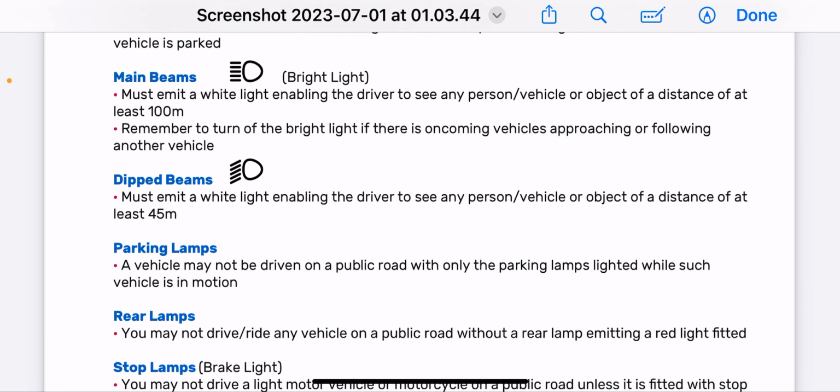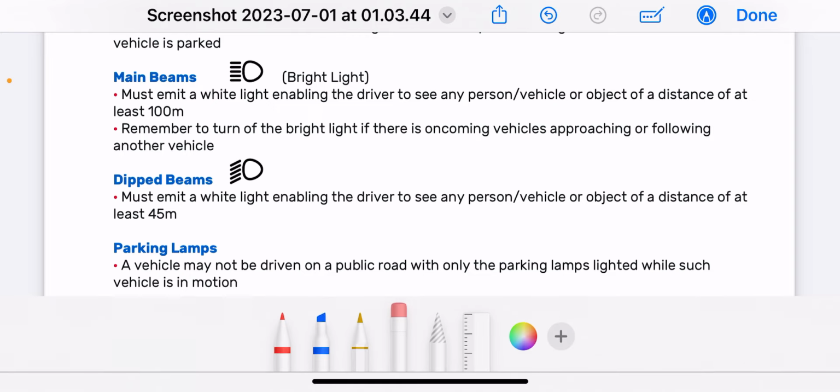And then you have the main beams, which they say are bright lights. Main beams must emit a white light, enabling the driver to see any person or vehicle or object at a distance of at least 100 meters. So your bright lights should illuminate the road for at least 100 meters ahead. Remember to turn off the bright light if there is an oncoming vehicle approaching or following another vehicle.